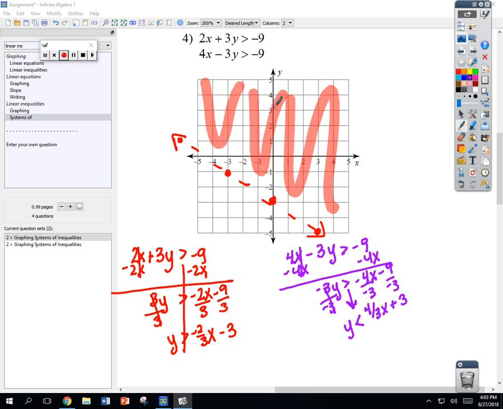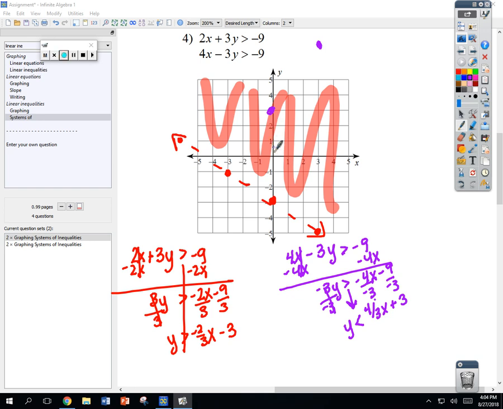My starting point's at positive 3. I go down 4, right 3. Down 1, 2, 3, 4, right 3. And this one is going to be a dashed line. Oops, I'm sorry. I don't go down. What am I thinking? I should go up because it's positive. Sorry about that. So I'm going to go up 1, 2, 3, 4, right 3.